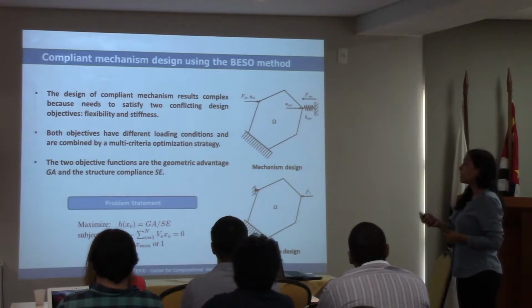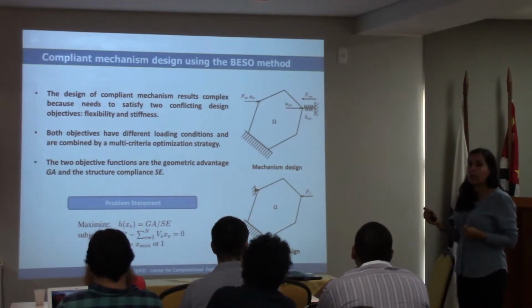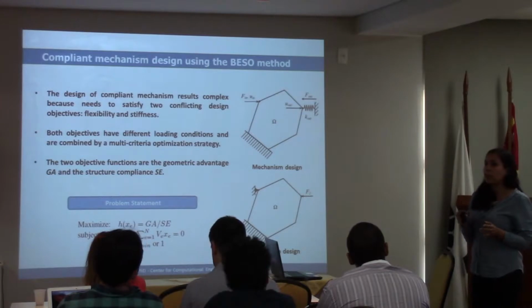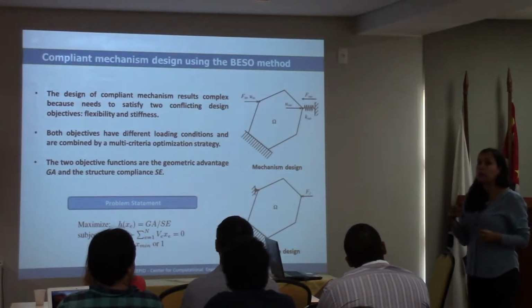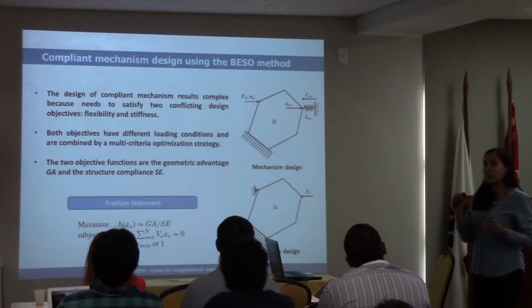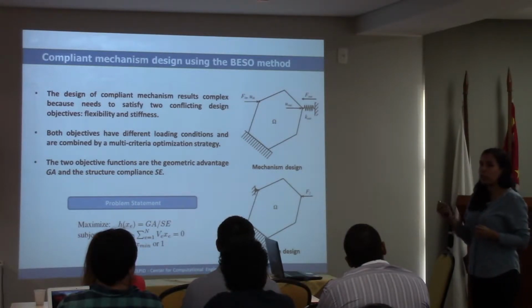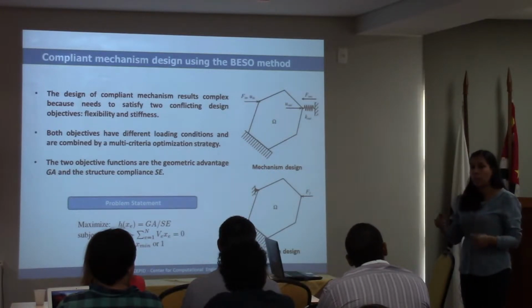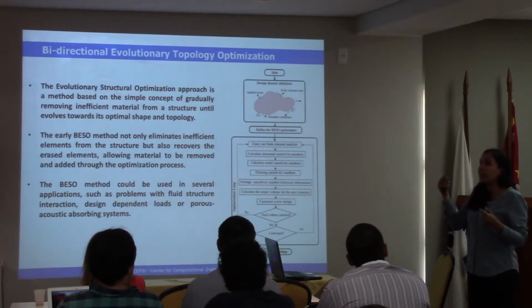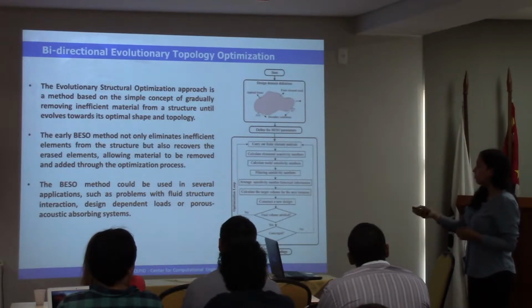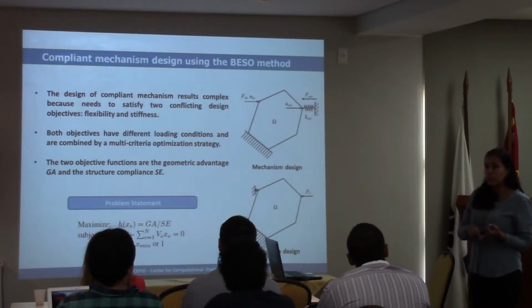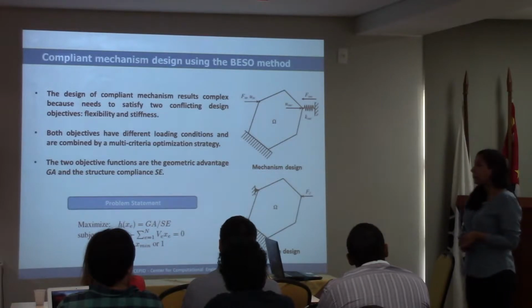The first thing, as I told you, is that it is very complex, because normally the BESO method is used to minimize compliance. It's kind of the average objective function that we use. But here, as a compliant mechanism, we need to maximize displacement at a certain point. It also needs to be stiff enough to hold the loads and restrictions put on it. So we need both stiffness and flexibility.